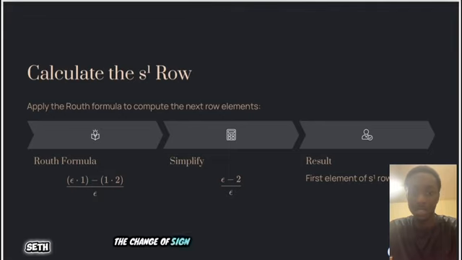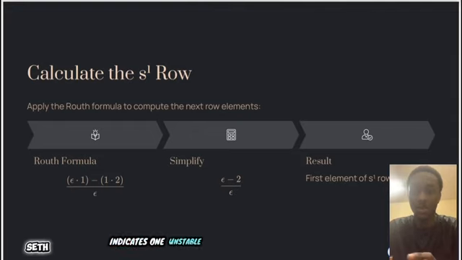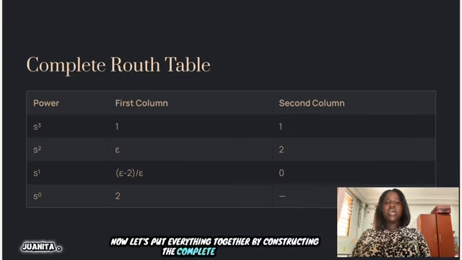The change of sign from the s squared row to the s1 row means that there is a negative change. It changes from positive epsilon to negative epsilon minus 2 all over epsilon, which is very significant because every sign change in the first column of the Hurwitz criteria table indicates one unstable root in the right half of the plane. Now let's put everything together by constructing the complete Routh table.